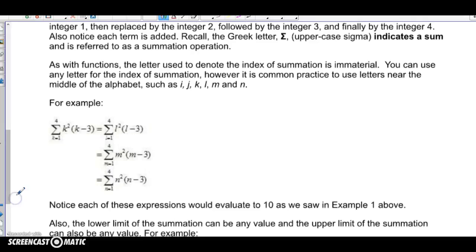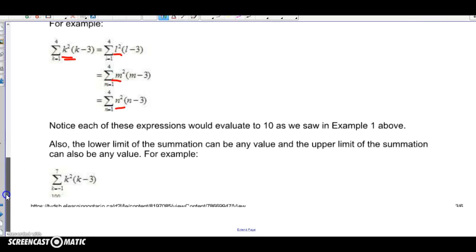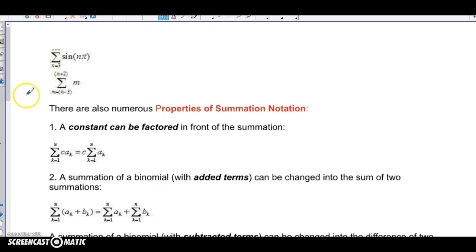You can keep going with this note here. It just shows that the common use is that k, l, or m happen to be used as the variables, not x and y and that sort of thing. Here is a different example, and then we're looking at some of the properties of summation notation.